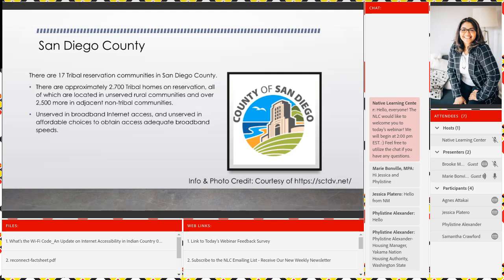So another example of this is San Diego County. There are 17 tribal reservations in San Diego County. Approximately 2,700 of those tribal homes are on reservation, but not unserved rural communities of over 2,500 in the adjacent non-tribal communities, right? So meaning there's not only the tribal communities that aren't being served, but the non-tribal, which is their market that could be an economic opportunity for the tribe as well. And they're unserved in broadband internet access, unserved in affordable choices to access adequate broadband speeds.